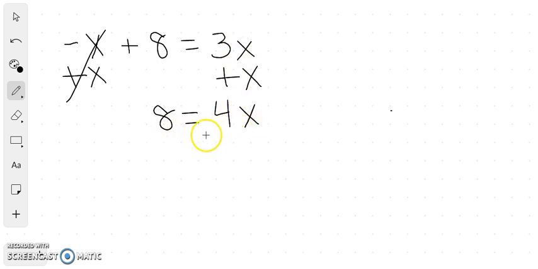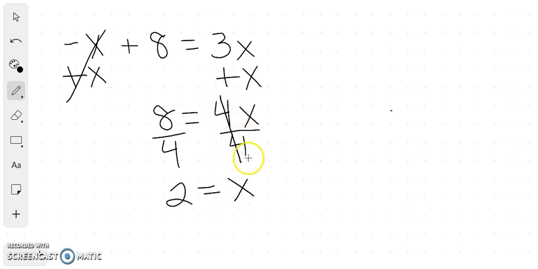Then we could do the opposite. Opposite of multiplication is division. So 8 divided by 4 gives us 2. And the 4 divided by 4 cancels. It gives us 1, but we don't need to write a 1 in front of the variable x. So always just keep in mind that if we're missing some of the stuff we normally have, we want to get all the variables on one side, all the numbers on the other.